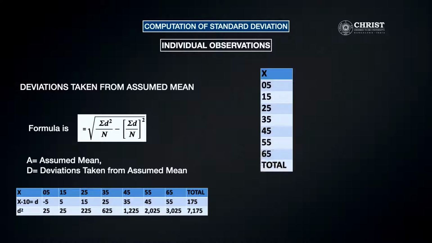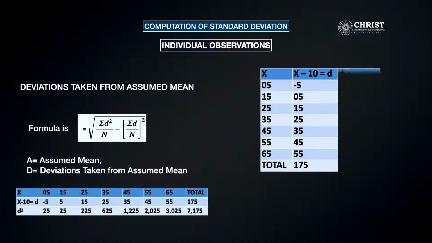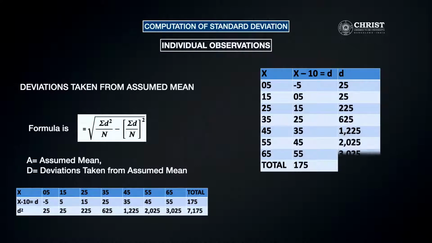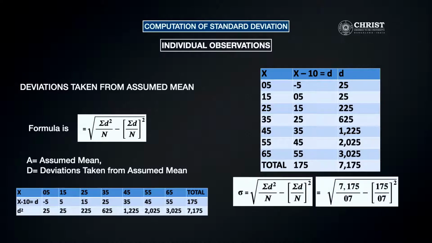Now we have to see the values. Standard deviation is sigma d squared divided by n minus sigma d by n the whole squared, and we have to take the square root. Substituting the values: 7175 divided by 7 minus 175 divided by 7 squared, and taking the square root. So the value is 20.